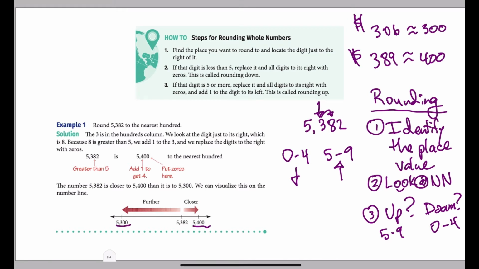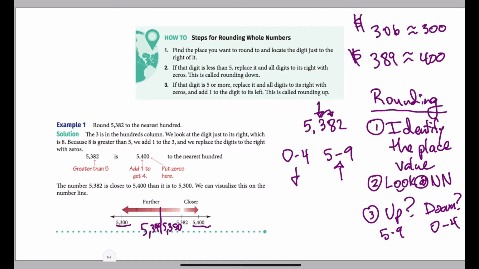And the question is, am I closer to the bigger number or closer to the smaller number? And that deciding point is right here at, let's say, 5,349 is right there on that side, and I would round that down to 5,300, and 5,350 is on the right. And anything 5,350 or above, I'm going to round up. Anything 5,349 or below, I'm going to round down.